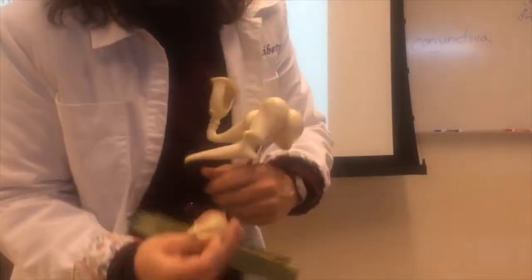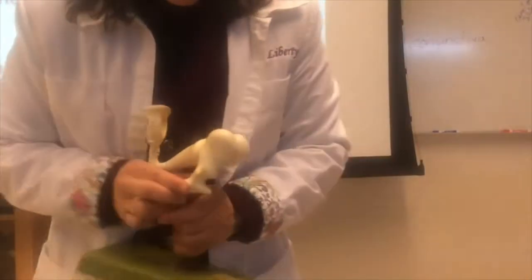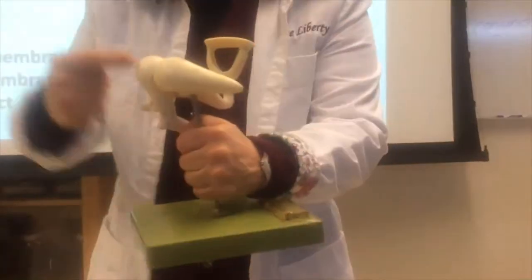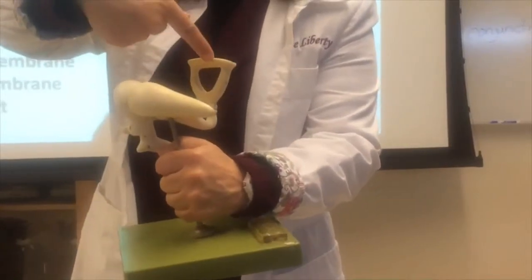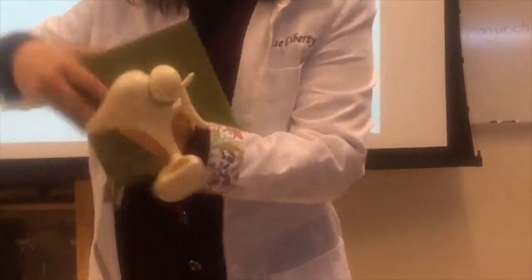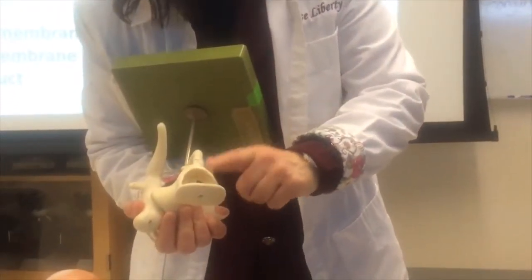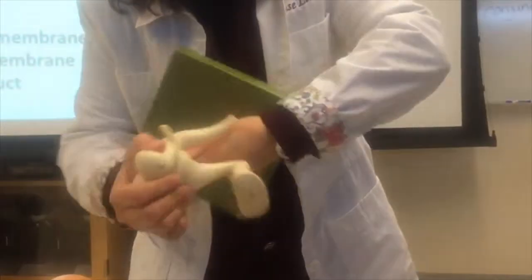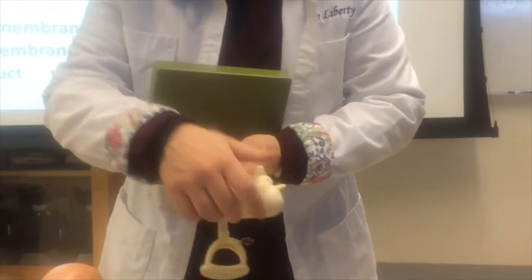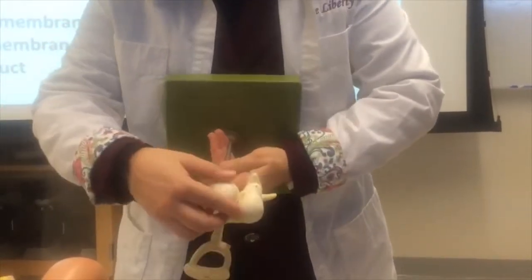There's the malleus right there. The malleus is connected to the incus. The incus is the middle part. I try to remember MIS, M-I-S, in the correct order: malleus, incus, and this is stapes. See, it looks like a stirrup for horseback riding. That's the stapes, and that's connected to the vestibule, to the oval window. Stapes is connected to the oval window. Malleus is connected to the tympanic membrane.